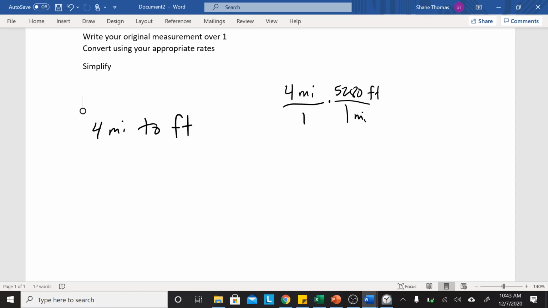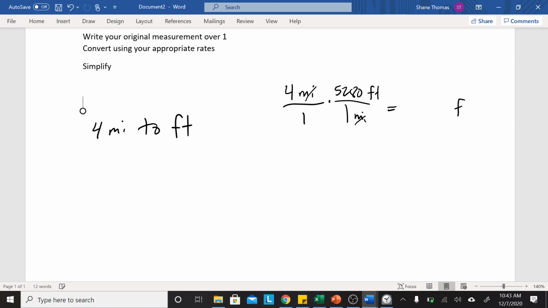Okay, so then from there I can cancel out my miles. Gone, gone. So now I have the thing in the correct units. I want it in feet. Feet are the only ones I have left. So I can stop right there. If I multiply the top, multiply the bottom is going to be just 1, so I don't really need it.